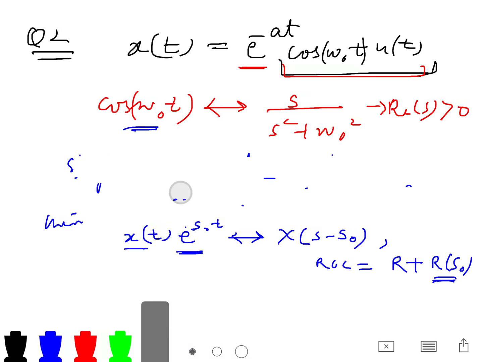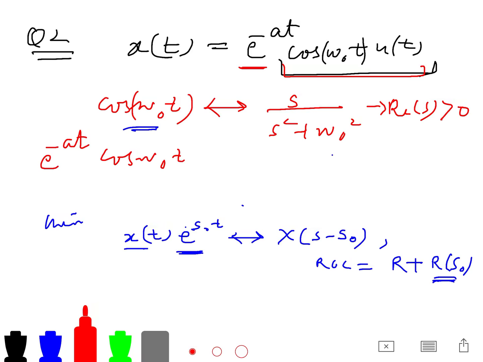Okay, so apply this property here. What will it be? You can write it as a multiplication of e^(-at) into cos(omega0 t).